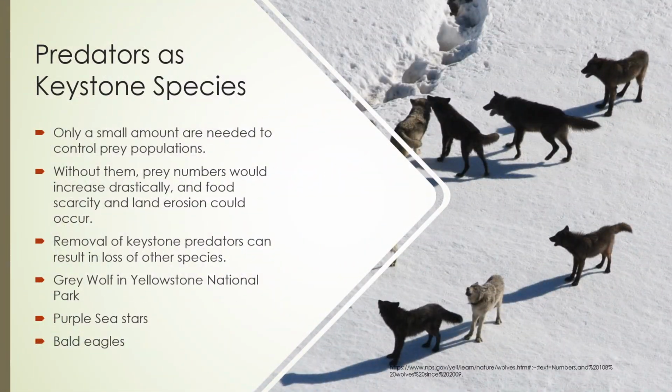Keystone predators are important because they control prey populations. This prevents the prey animals from consuming all of the food or causing land erosion. Due to this, keystone predators help to keep the ecosystem in balance and prevent other species from dying out. Some examples of keystone predators include the gray wolf, purple sea stars, and bald eagles.